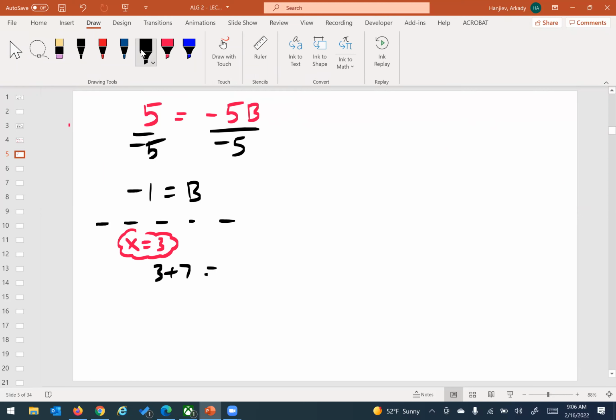3 plus 7 is here. 8, and a is 3 plus 2. Is that right? And b is 3 minus 3. Okay, cool. I think I got it. That's 10. That's a 5a, and that's 0.